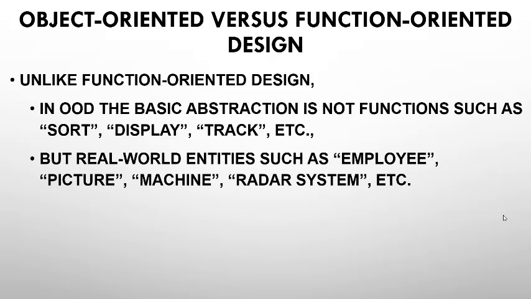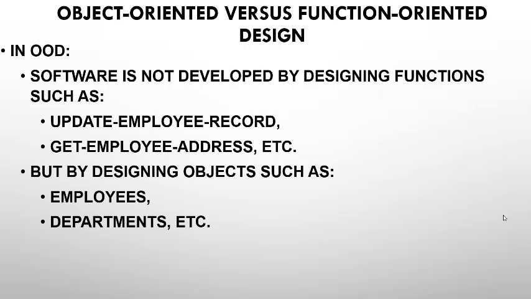Here are some different ideas about function-oriented and object-oriented designs. Unlike function-oriented design, in object-oriented design the basic abstraction is not the services available to the users of the system, such as issue book, display book details, find issued books, etc., but real-world entities such as member, book register, etc. For example, an employee payroll software is not developed by designing functions such as update employee record, get employee address, etc., but by designing objects such as employee, departments, etc.